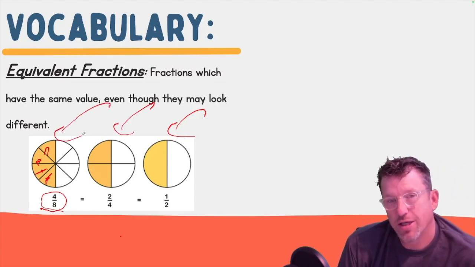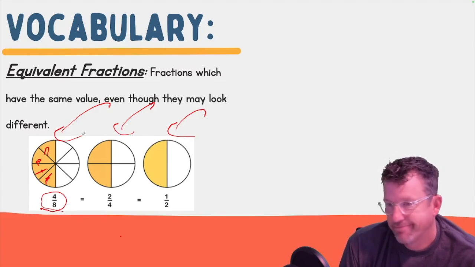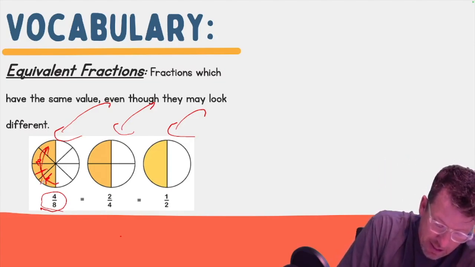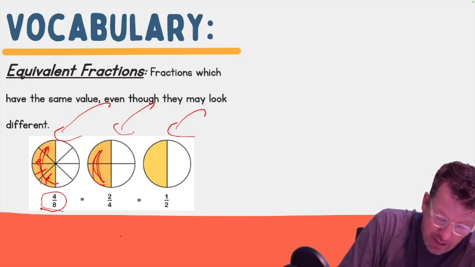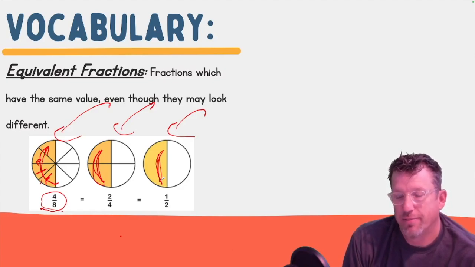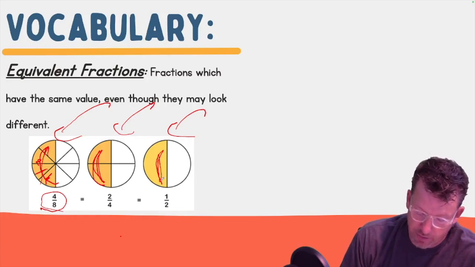Which one of those am I eating more pizza? None. They're all the same, because I cut it into smaller pieces and had 4. I cut it into a little bit bigger pieces, but I had 2 of them. I only cut it into 2 pieces, but I had 1. They are all equivalent because they represent the same amount of pizza, or whatever the scenario is we're dealing with.